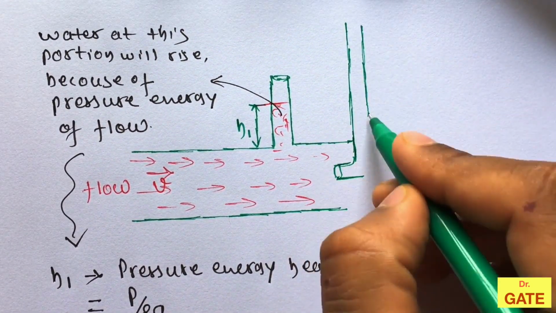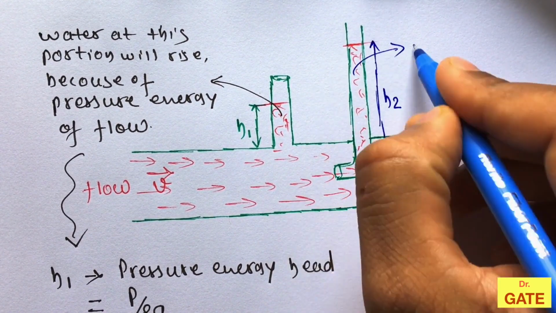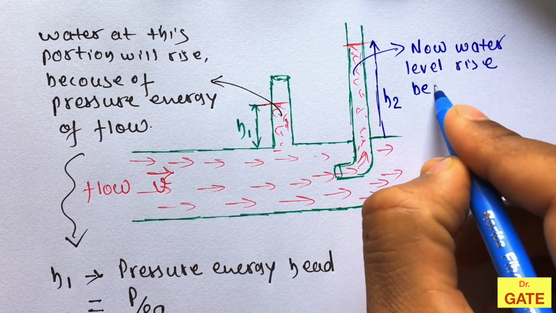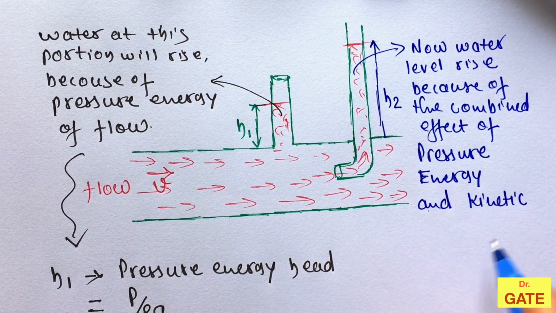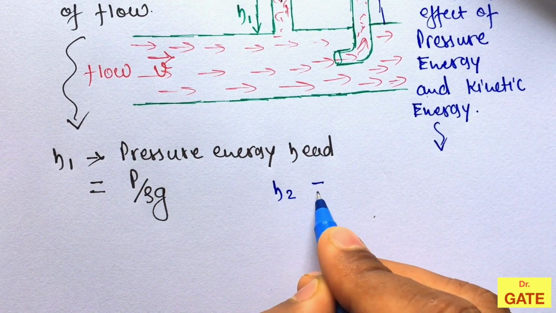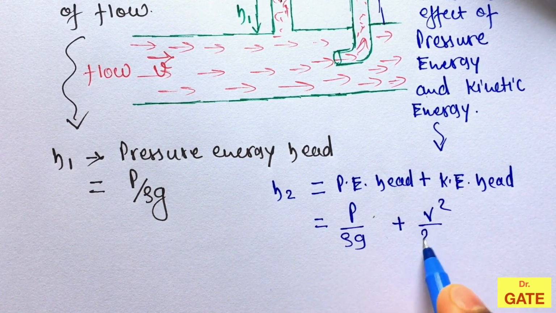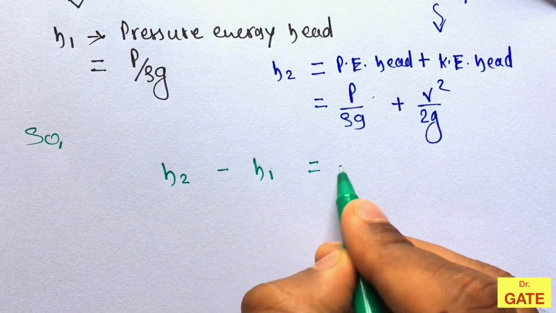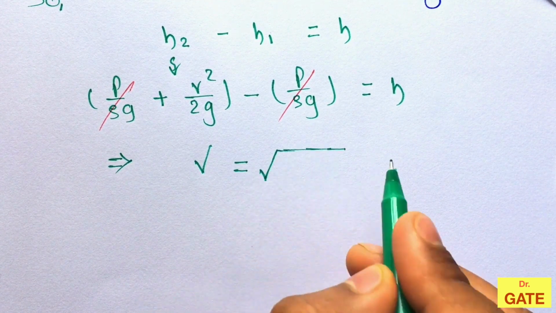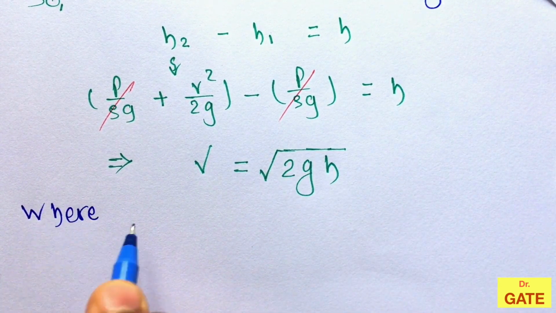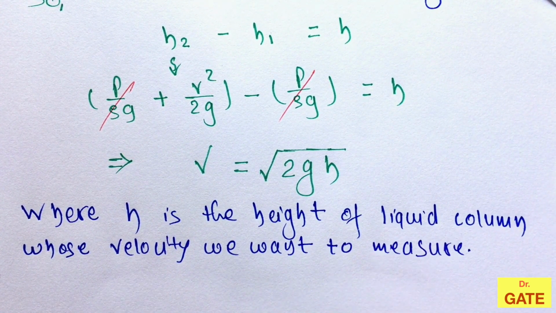If I add this type of arrangement into it, then water will again rise, but now the water level will rise because of the combined effect of pressure energy and kinetic energy. So H2 is pressure energy head plus kinetic energy head. So if H2 minus H1 is h, then flow velocity will be under root 2gh, where h is the height of the liquid column whose velocity we want to measure.